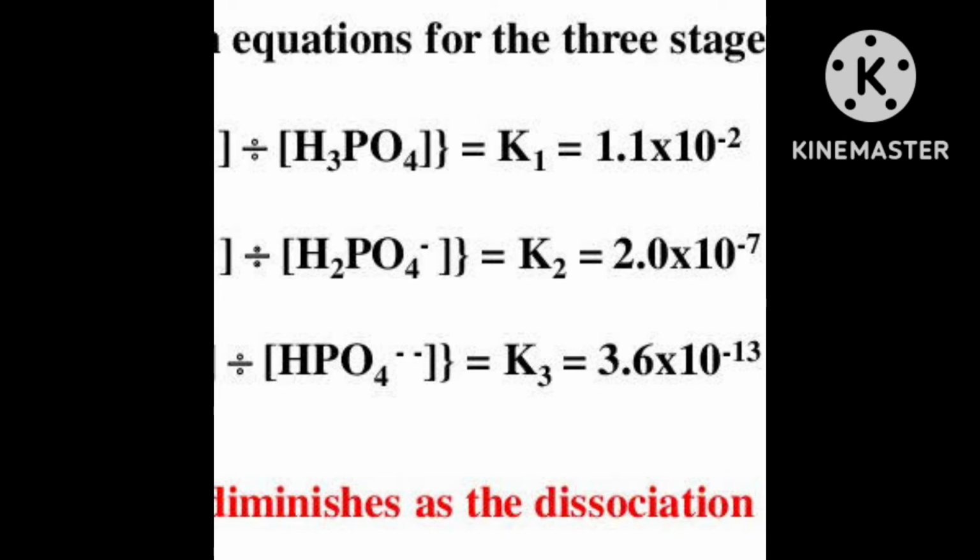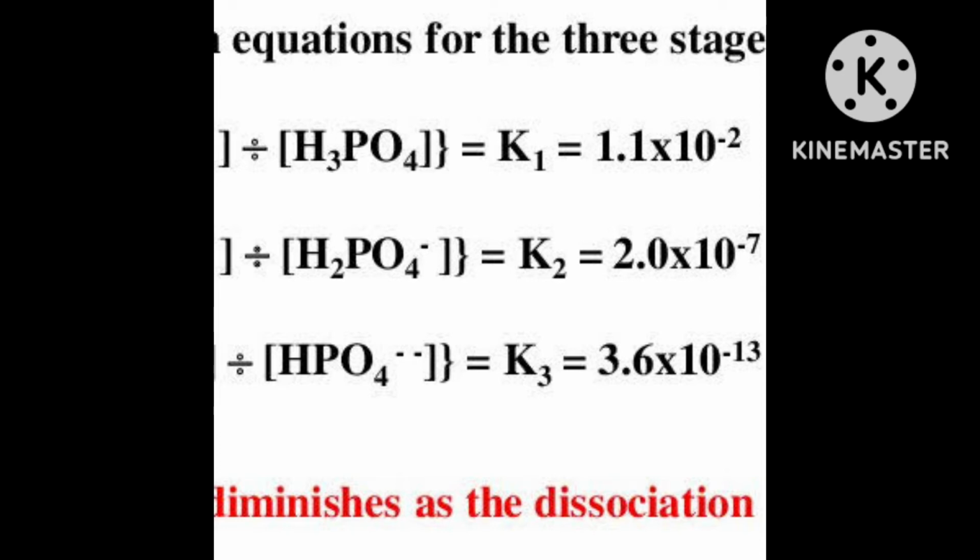Hence, the first can be easily replaced or ionized in comparison to the second, and the second can be easily ionized in comparison to the third. Like that, phosphoric acid: Ka1 is 7.5 into 10 to the power minus 3, Ka2 is 6.2 into 10 to the power minus 8, and the third is 4.2 into 10 to the power minus 13. It means the first can be ionized very easily, the second easily in comparison to the third.